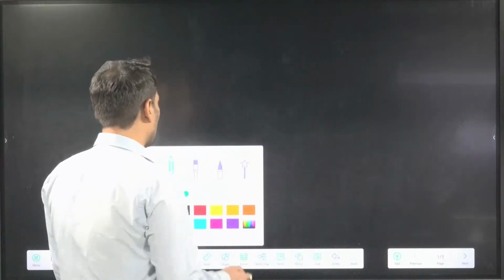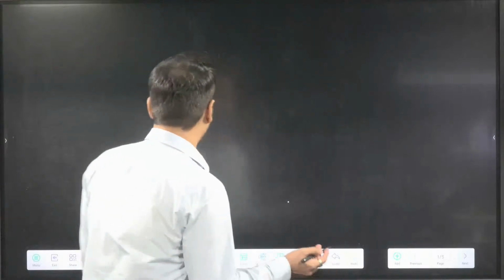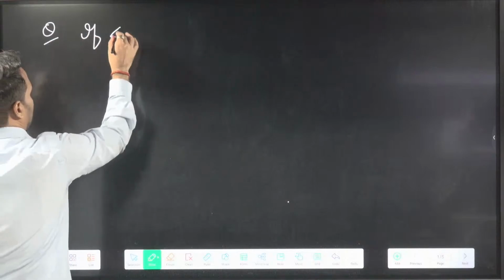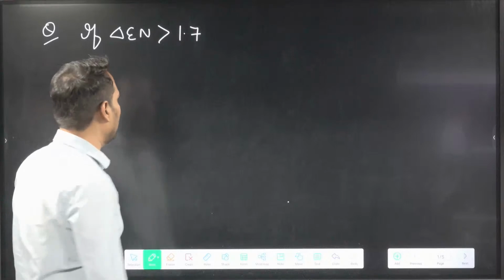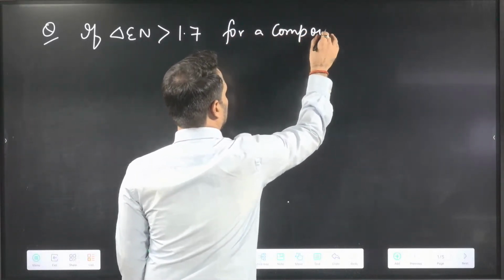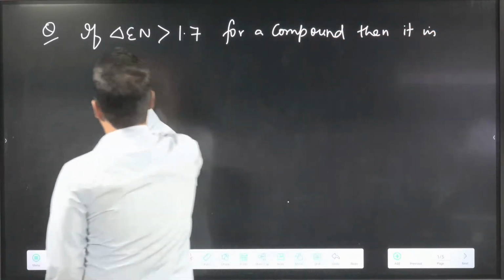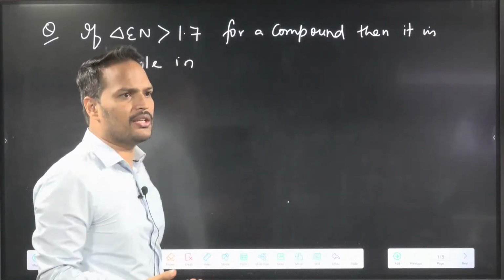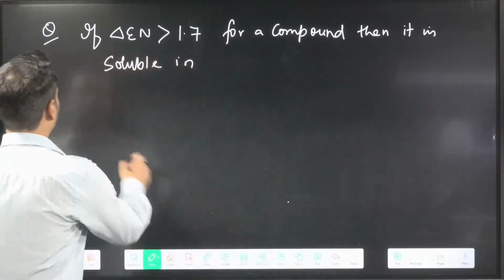There are many uses of electronegativity. A few uses we have written. One more question we can do and then move to the next topic. One question was like this: if delta EN is more than 1.7 for a compound, then it is soluble in. Now see, these are application based. We have to use our brains also a bit.